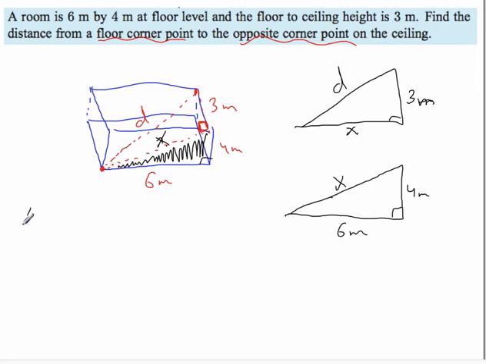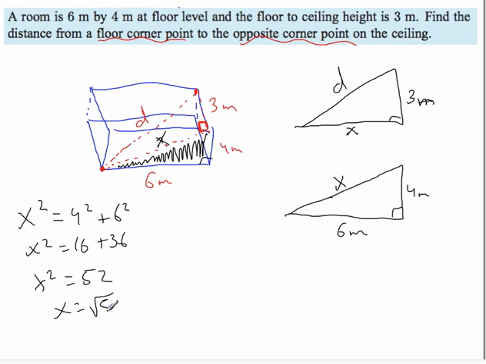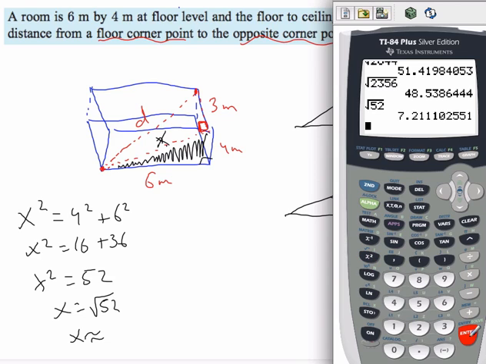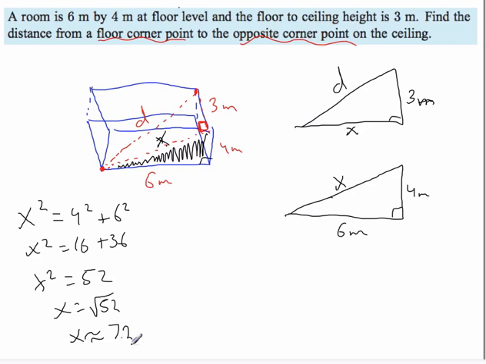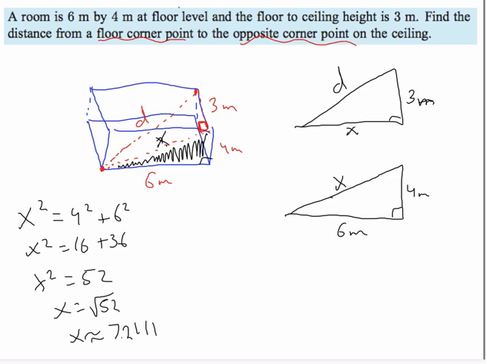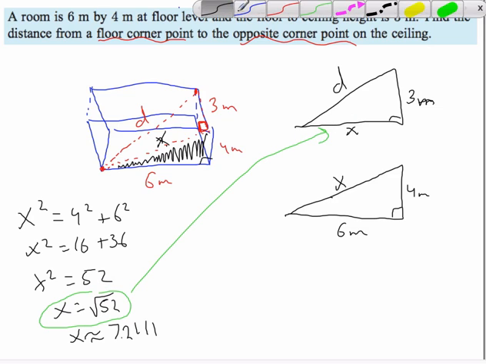Let's find X first. X is the hypotenuse in that triangle. X squared equals 4 squared plus 6 squared. So that's 16 plus 36. So X squared equals 52, and X equals root 52, which is, I'll get that on the calculator, square root 52, that's about 7.2. Actually, if you're going to use this number in your next calculation, you want more digits for more accuracy. Or you can use the exact answer in your calculation for finding D. So that's what I'm going to do.